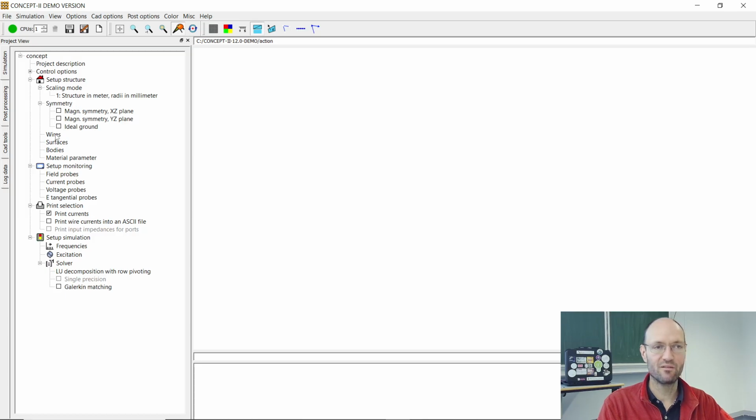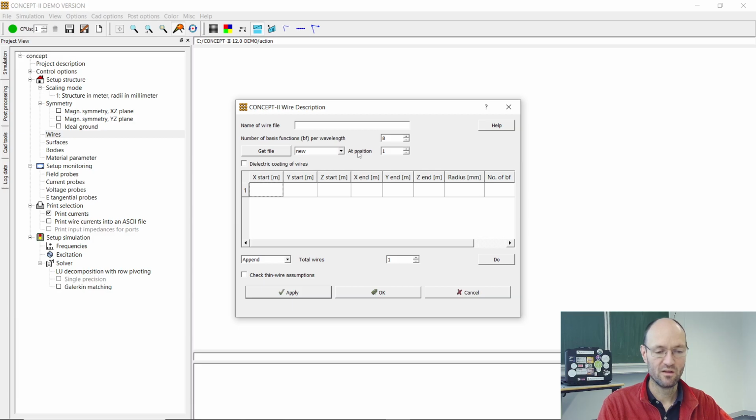And if we want to have a wire, we probably need to go to wires. There you can see, okay, you can load wires. You can also import something from a computer-aided design program, and we would like to have a new wire file. I will give this a name, call this dipole wire.